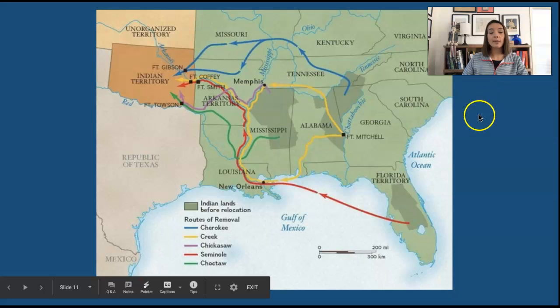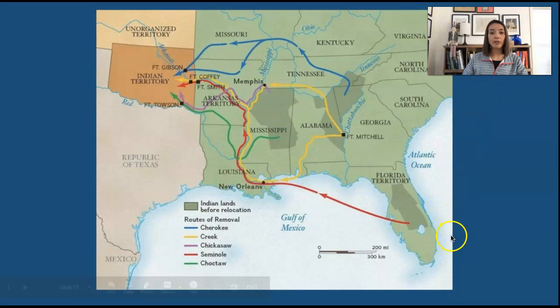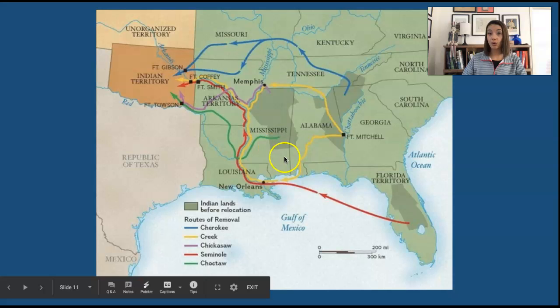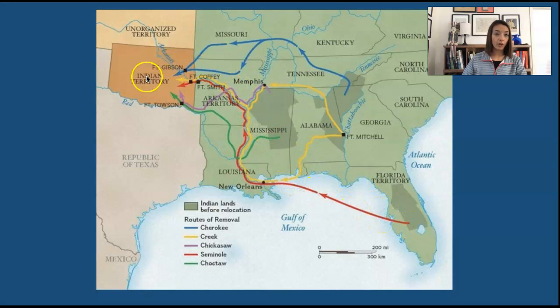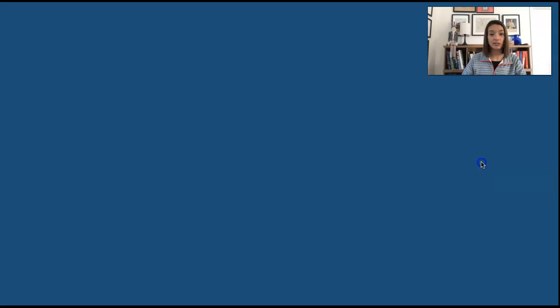So this is a map to represent Native Americans being forced onto reservations. So you can see that the green, it says Indian lands before relocation. And of course, this is only a very small portion of the United States, the southeastern part of the United States. Here are different Native American groups that were moved from their ancestral homelands to all be put onto Oklahoma or Indian Territory in the late 1700s and 1800s.